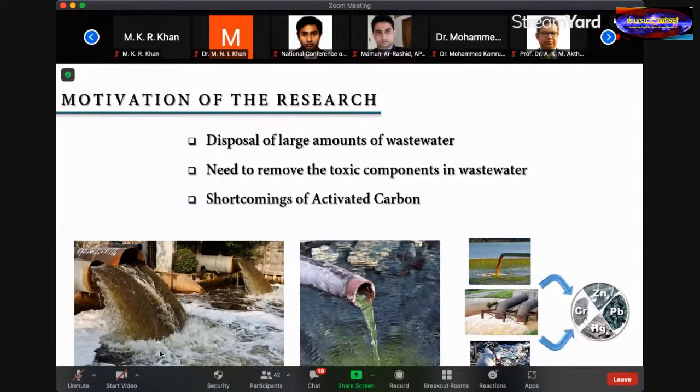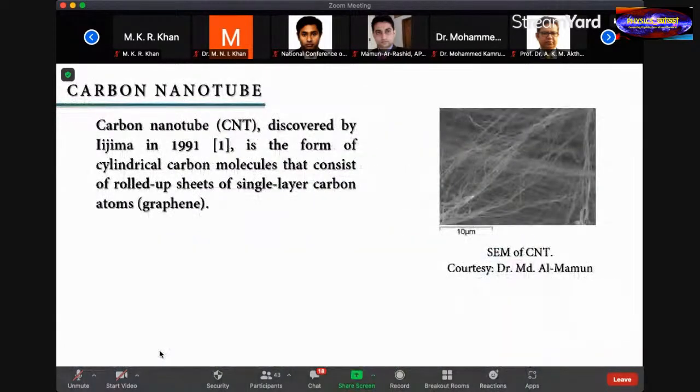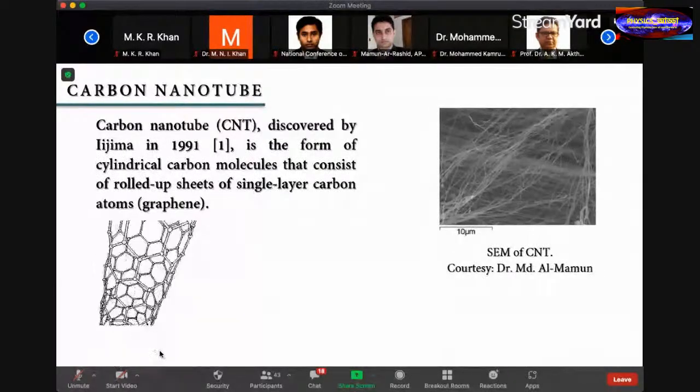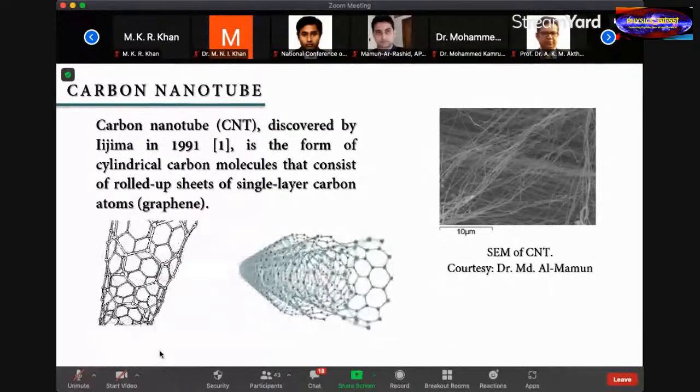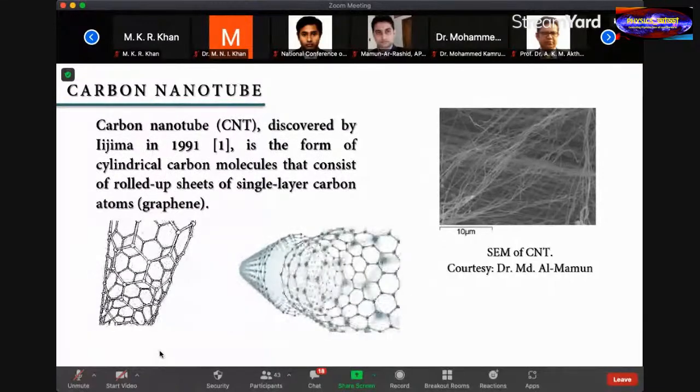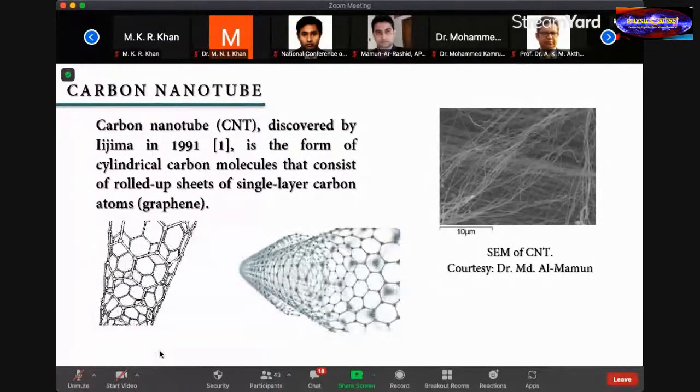Recently, attention has been focused on the application of nanostructured materials as adsorbents. Due to the hollow and layer structure and large specific surface area, CNT is becoming an excellent candidate as an adsorbent. There are two types of CNT. One is single wall nanotubes and another is multi-wall nanotubes. We work with multi-wall nanotubes in this study.